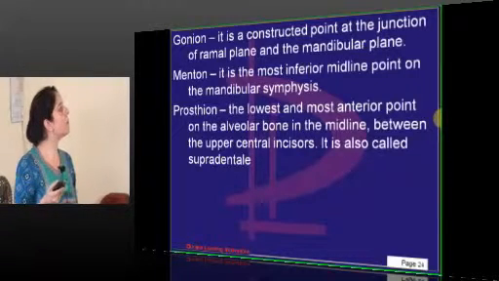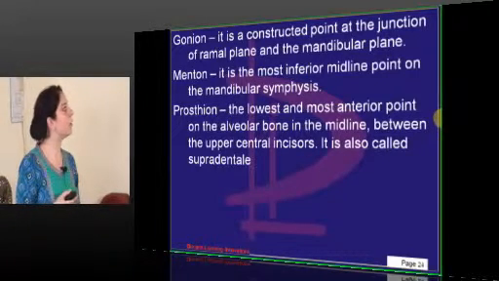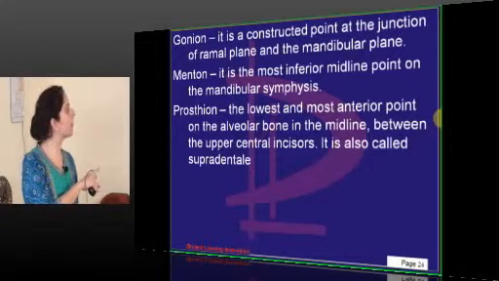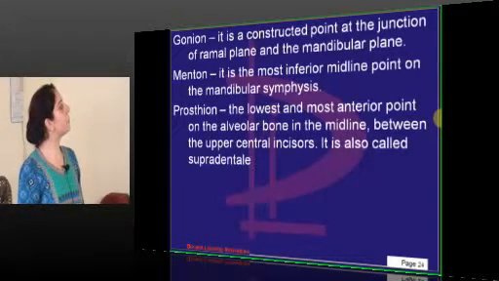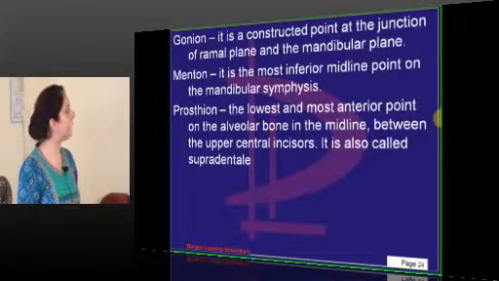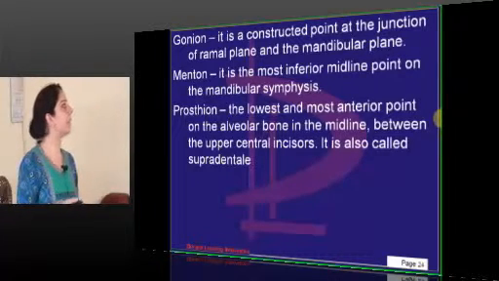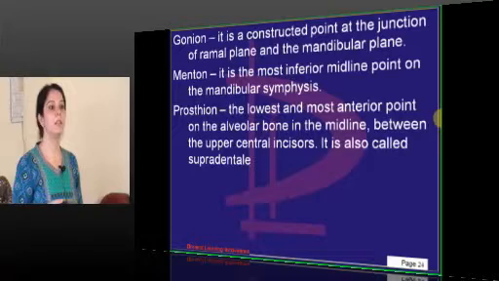The menton is the most inferior midline point on the mandibular symphysis. This is an anatomic point. And the prosthion is the lowest and most anterior point on the alveolar bone in the midline between the upper central incisors. This is yet again another anatomic point.